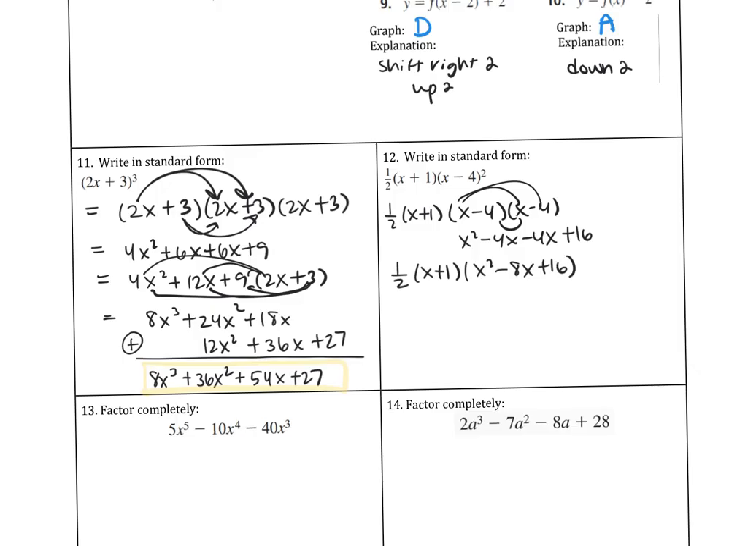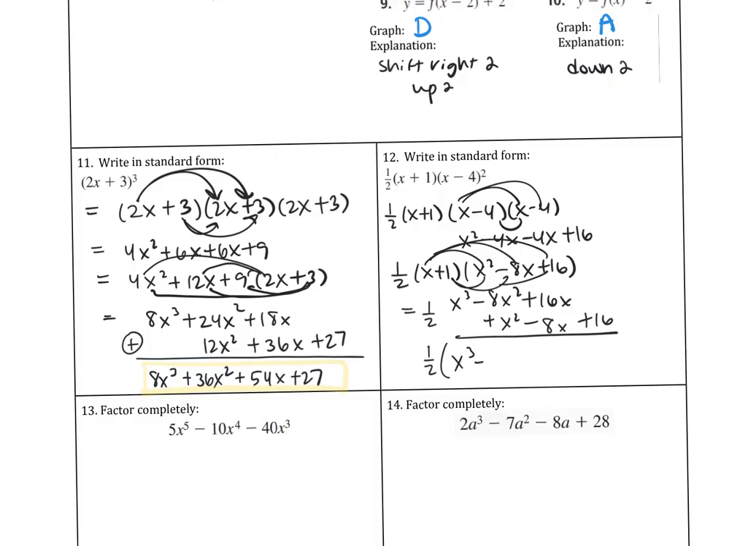Let's FOIL in this x plus 1 and do the 1/2 last. We will get 1/2 in the front. x cubed minus 8x squared plus 16x. And we'll do minus x squared, plus x squared minus 8x and then plus 16. Let's combine these. We've got the 1/2 in front still. x cubed minus 7x squared plus 8x plus 16.